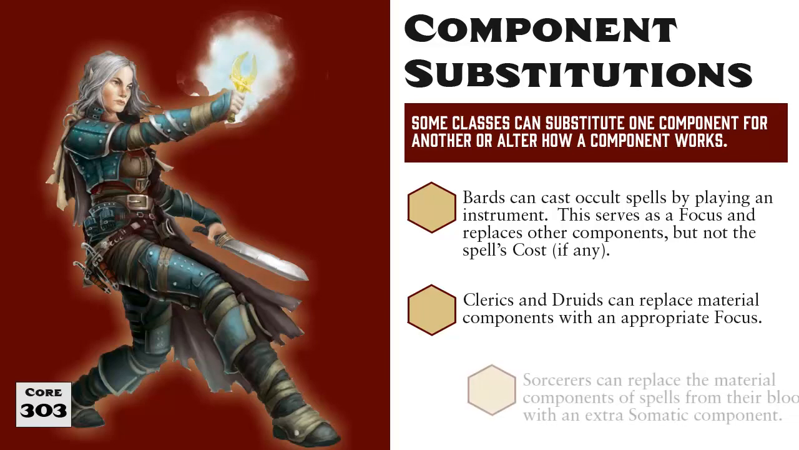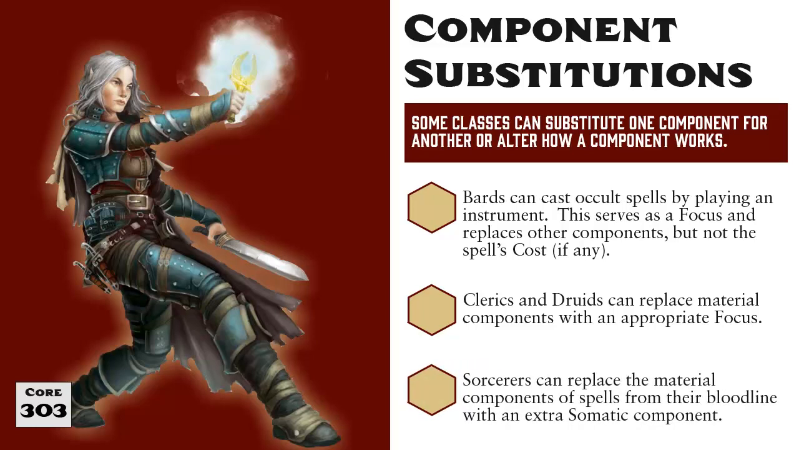And when a sorcerer casts a spell from their Bloodlines tradition, they can substitute an extra somatic component for any of the spell's material components. Other spellcasting classes may have options for substituting components as well, but I'm going to stick with those for now. I'll save the full discussion on how each class handles this for future class-specific videos.